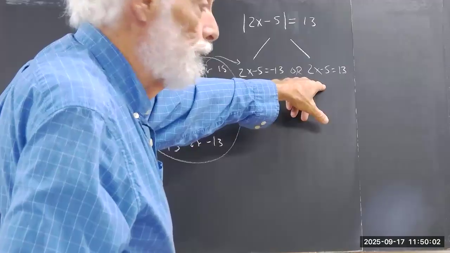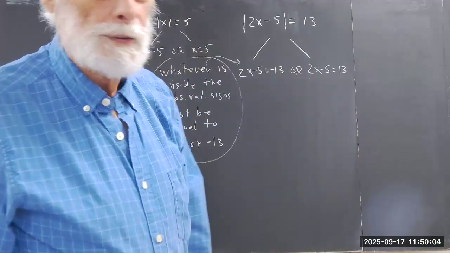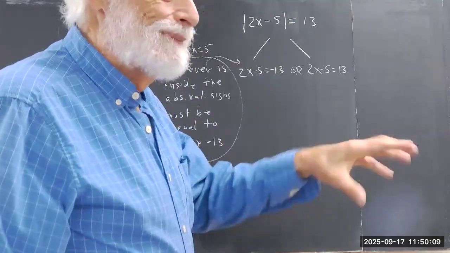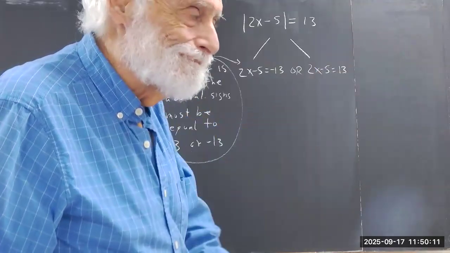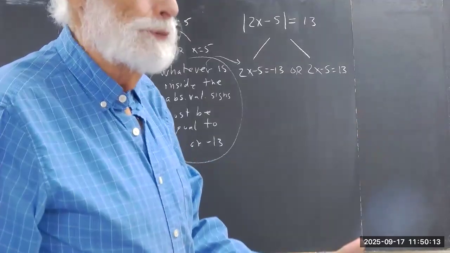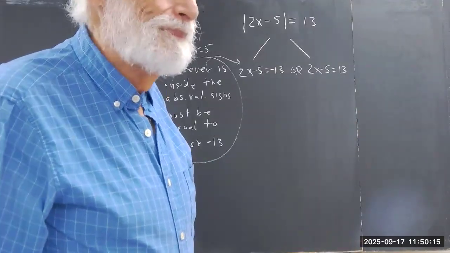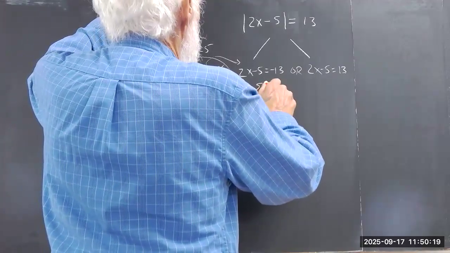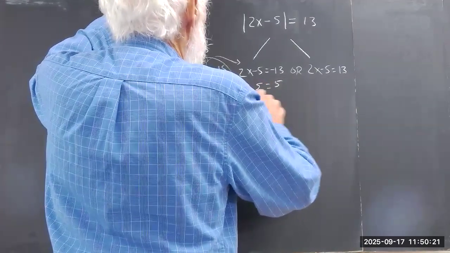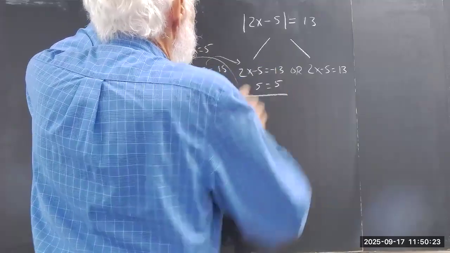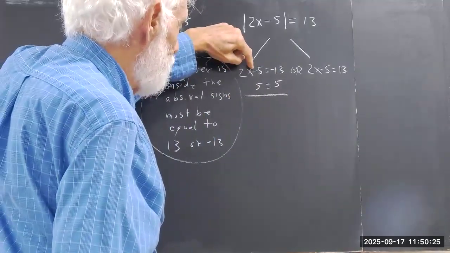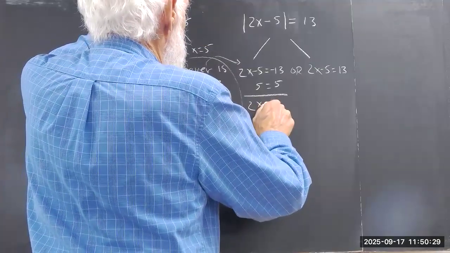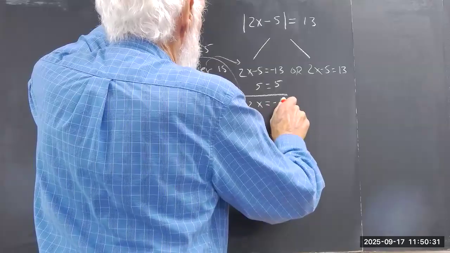Now we have two equations that we can easily solve for x, especially if we do all the steps. A couple of people skipped a step and just did something that looked right, but it was wrong. And you know better. We write 5 equals 5. Why do we do that? So we can add it to this equation and get rid of the 5 on this side. That gives us 2x equals negative 8.